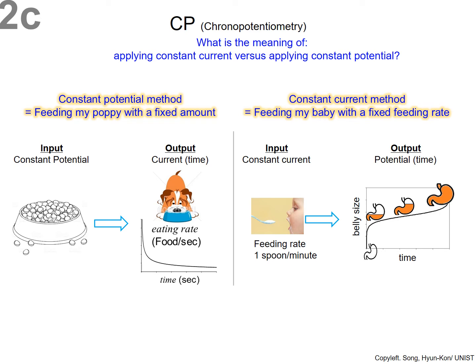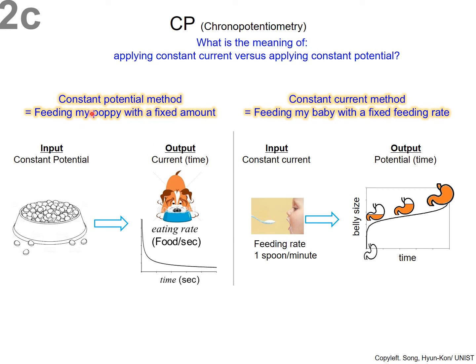Before going to the body of chronopotentiometry, I'd like to think about what the meaning of applying constant current versus applying constant potential is. So I'd like to emphasize the difference between the constant current method and the constant potential method. Suppose I'd like to feed my puppy or my baby. Then I believe there are two different methods available.